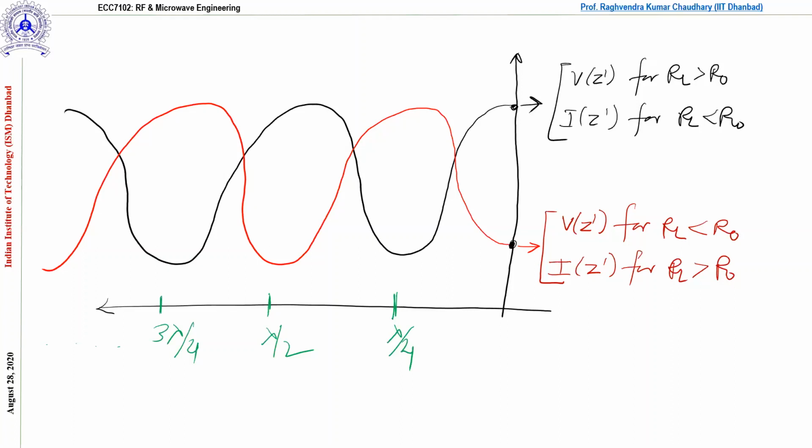And when you have the situation RL is greater than R naught, the current will be minimum and the voltage will be maximum, like that, correct? So you can see like this. So we are getting the idea now. The thing is, when you perform the experiments in a lab, in a waveguide, this situation will occur, means maxima, minima, and all the things. Now the thing is, we need to find out where is the maxima, where is the minimum, correct? Now how we will find it out?